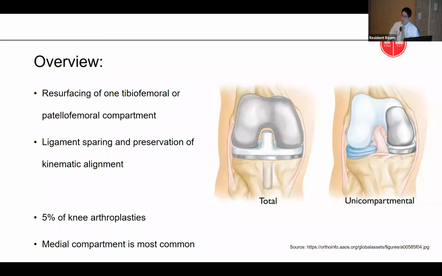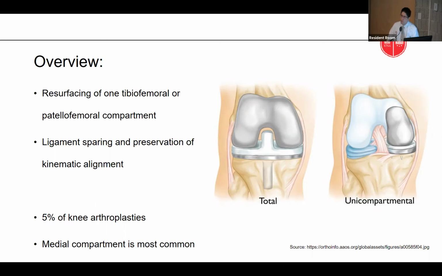So as a brief overview of what these partial knee replacements are, the definition is resurfacing of one tibiofemoral or one patellofemoral compartment. And you can see on this diagram here, where only the medial compartment has been resurfaced. It's only a bony procedure, which is in pretty sharp contrast to a total knee replacement, where the ligaments are all spared. You can see that the ACL, the PCL, the LCL, and MCL are all still intact.